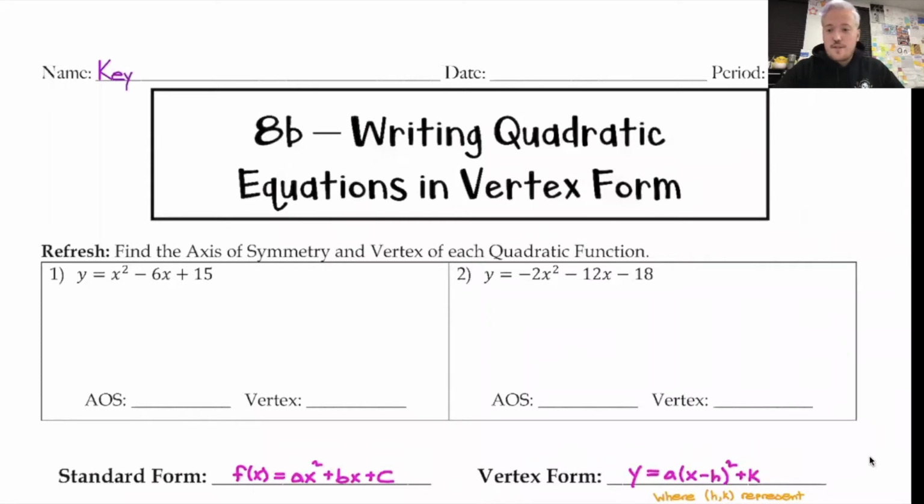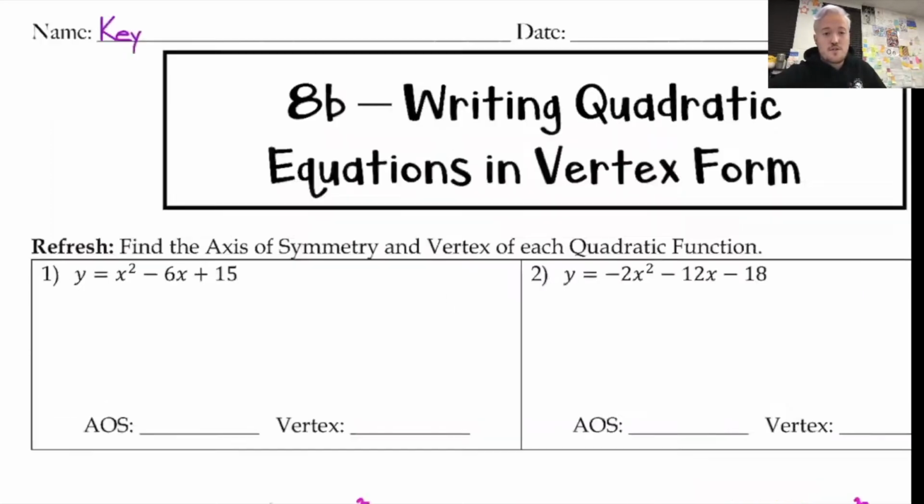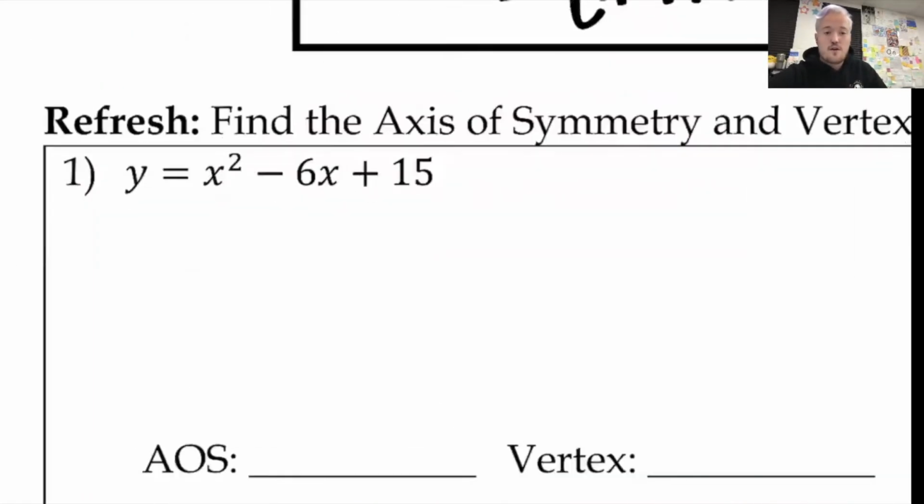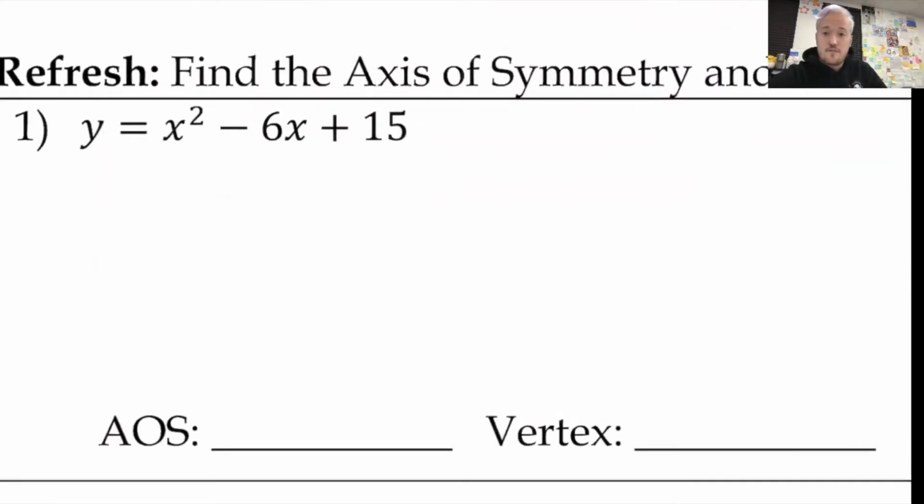Hello. All right, so with 8b, now we're going to actually write our quadratic equations in vertex form. To start off, we're going to refer back to what we did in 8a, and find the axis of symmetry and the vertex using those specific formulas.